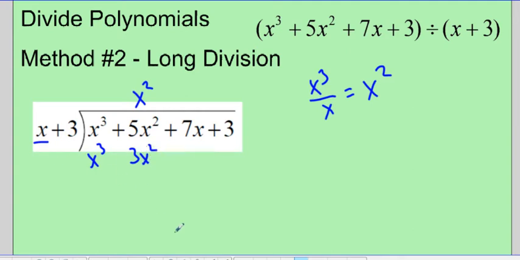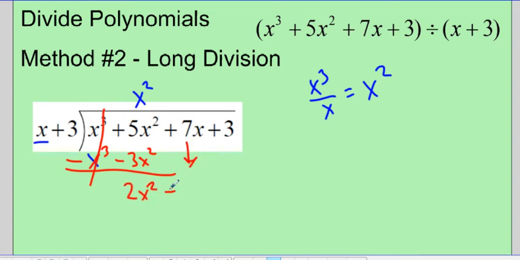So now you're going to subtract the bottom. And when you subtract the bottom, you're subtracting the whole thing. So basically, another way to write that instead of with parentheses is, x cubed and 3x squared, I'm subtracting both of these. So when you do this, the x cubed goes away, and that should happen. Then you got 5x squared minus 3x squared is 2x squared. And then I'm going to drop down the plus 7x. And we're going to repeat that process.